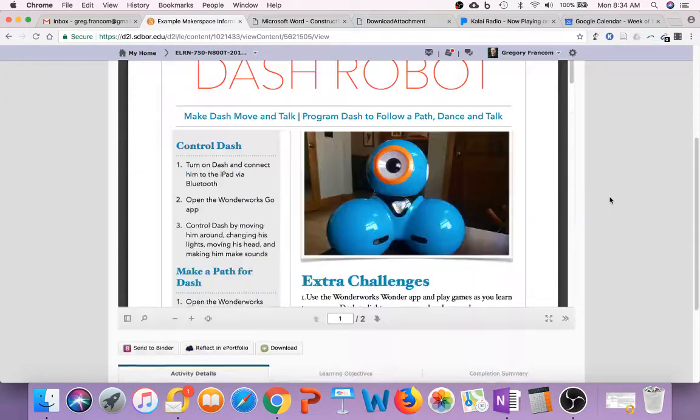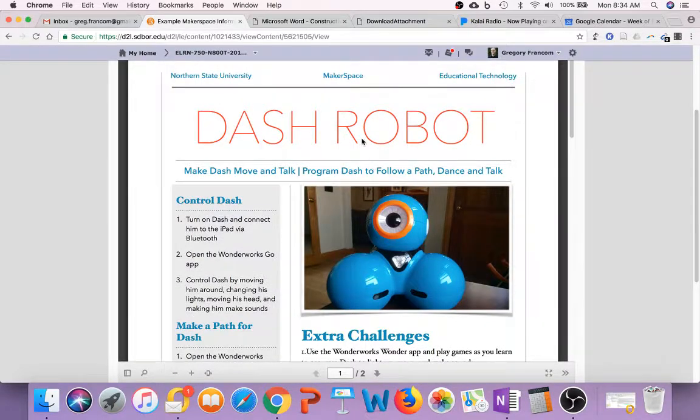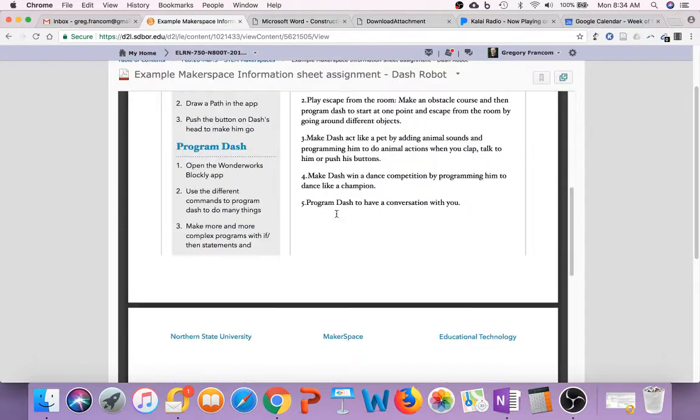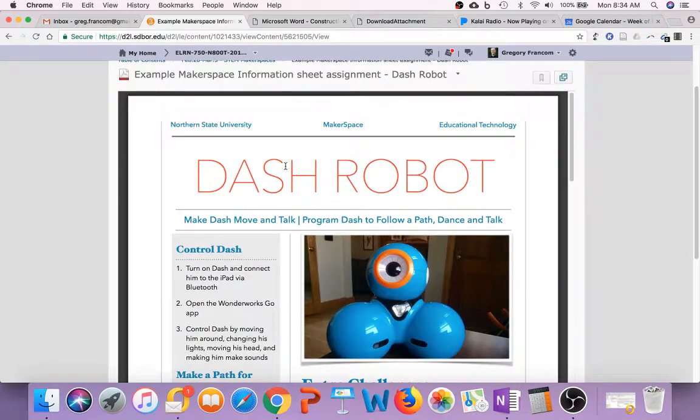Oh, by the way, I forgot to mention the information sheet. What I used to create this was just Pages, Apple's Pages program, and I used a newsletter format. The newsletter's already laid out this way, so all I had to do is change the text. You can do this also in Word.